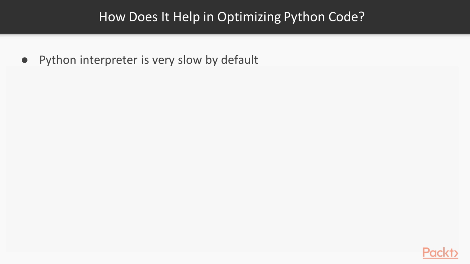Now let's try to understand how Cython helps in optimizing Python code. Before we move into how Cython helps, let us first understand why Python is slow. The first thing is that the Python interpreter by default is very slow. This is mainly because Python is a dynamically typed language. What this means is that suppose a variable x is declared as an integer in the beginning of the program. Throughout the execution of the program, the data type of x may change from list to dictionary to tuple to set or anything.